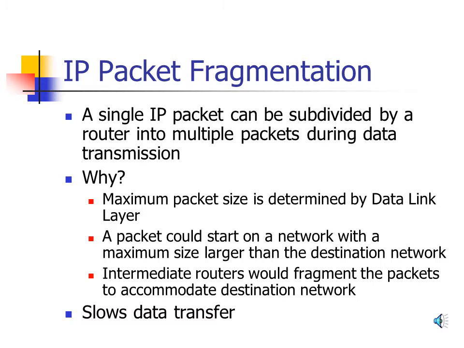And there could be a situation where a packet could start on a network with a large packet size and then travel over an intermediate network that has a smaller packet size. And this would be a situation where one of the intermediate routers would then have to fragment, or chop, that packet into smaller pieces to accommodate the intermediate network.